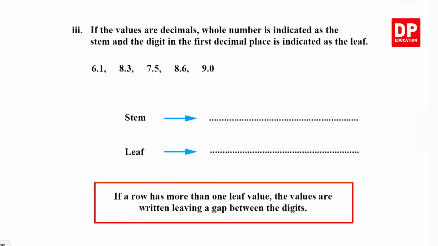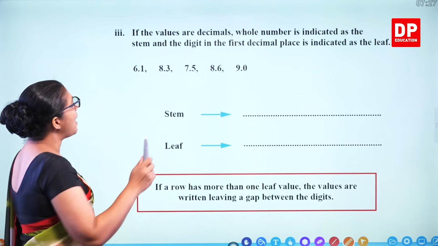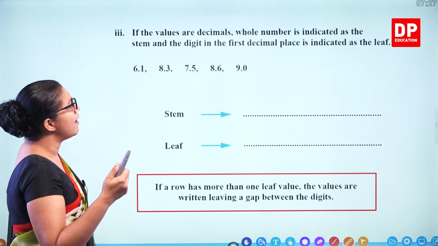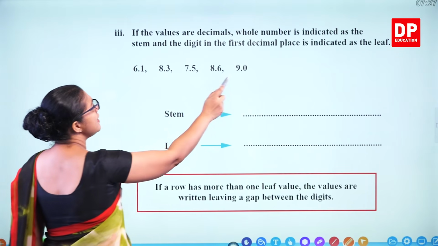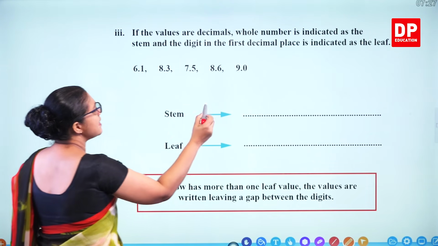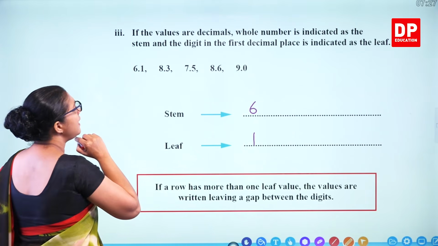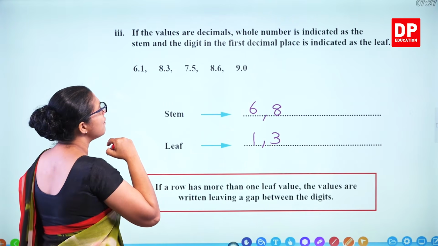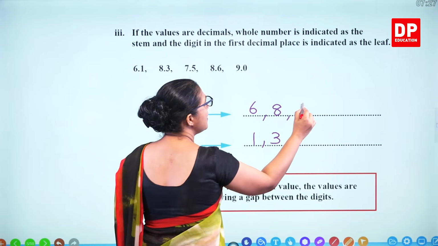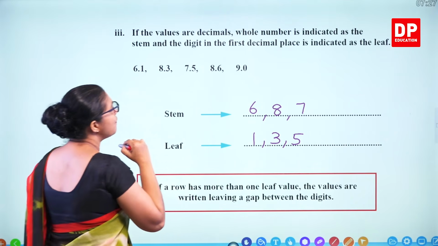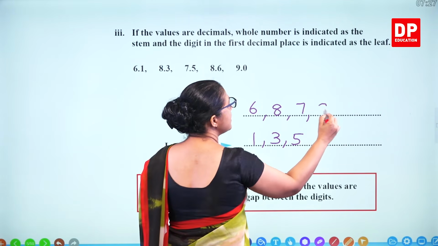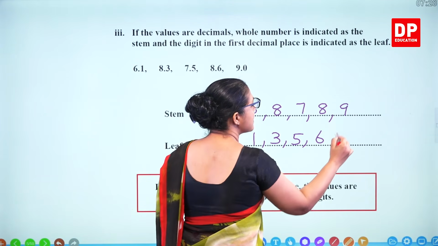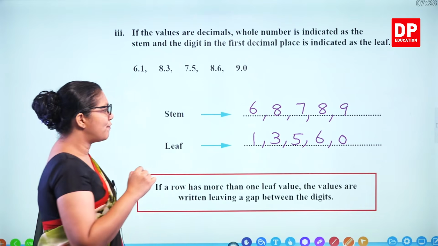Now if the value is a decimal, what do you do? The whole number you take as the stem and the first decimal place number as the leaf value. So take a look at these decimals. 6 is the stem, 1 is the leaf. 8.3, 8 is the stem, 3 is the leaf. 7.5, 7 is the stem, 5 is the leaf. 8.6, 8 is the stem, 6 is the leaf. 9.0, 9 is the stem and 0 is the leaf.